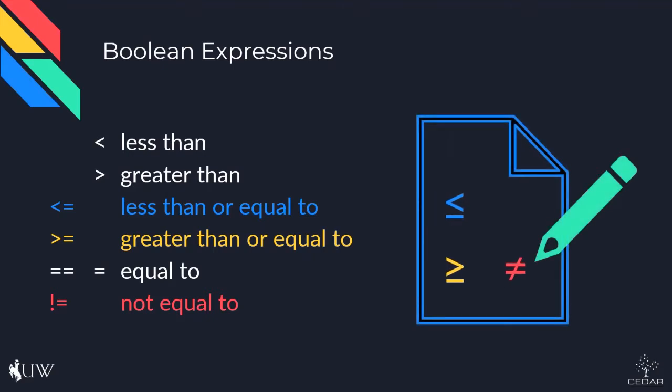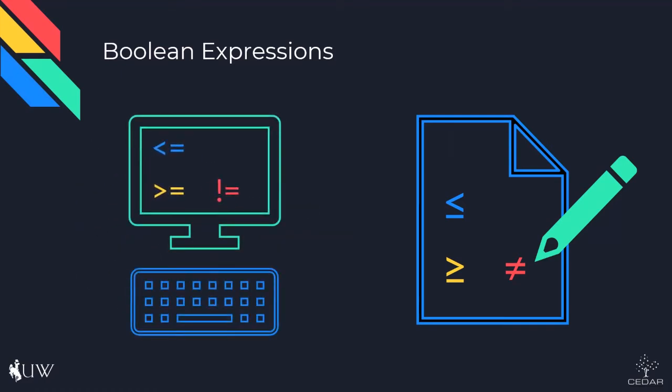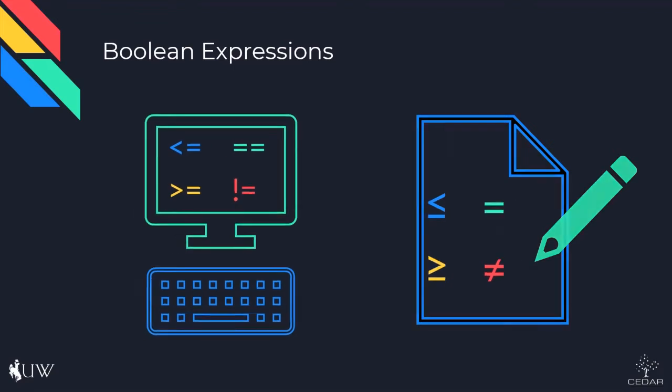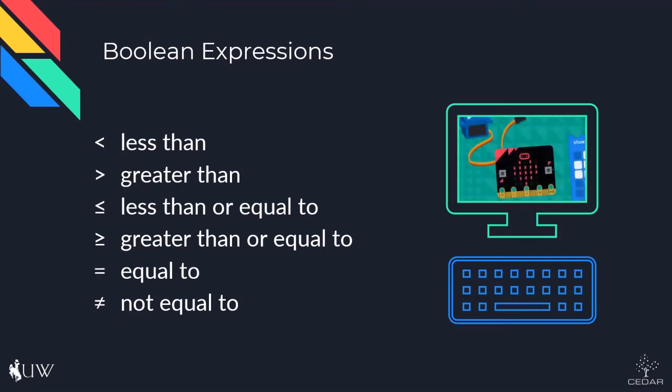Because many programming languages are typed, you'll often see these symbols used instead. Also, many programming languages use two equal signs instead of just one. That's because the singular equal sign is already being used to set variables, like we saw in yesterday's activity. For today, let's just focus on these symbols. Since MakeCode is a block-based programming language, we're not going to have to type the other symbols.